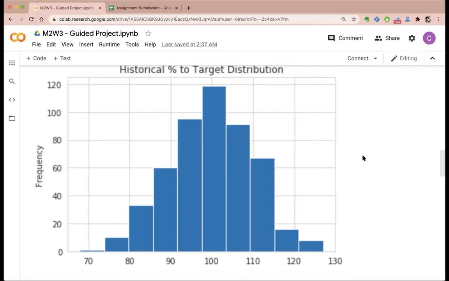This is the property of a normal distribution. It looks like a bell-shaped curve, and the tails gradually fade out towards the ends. It kind of looks like this. So we know this is how the normal distribution looks, and this kind of resembles that.